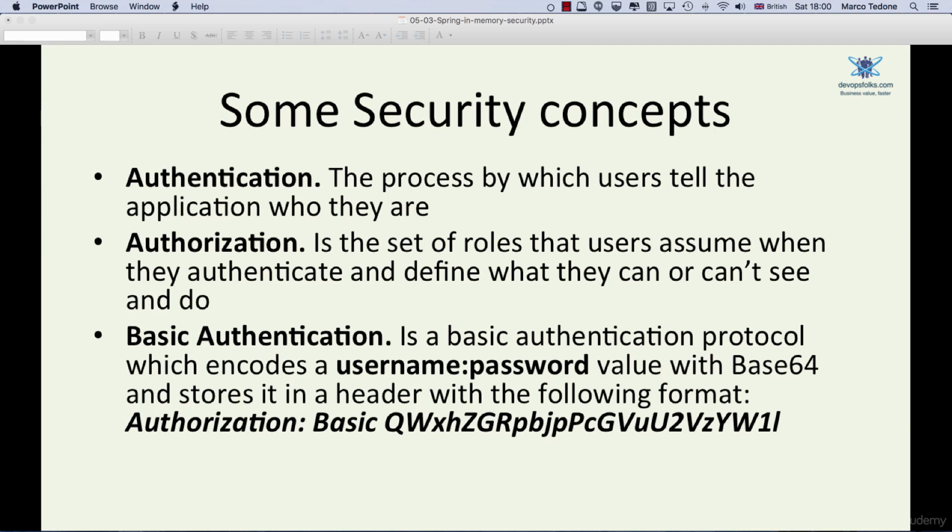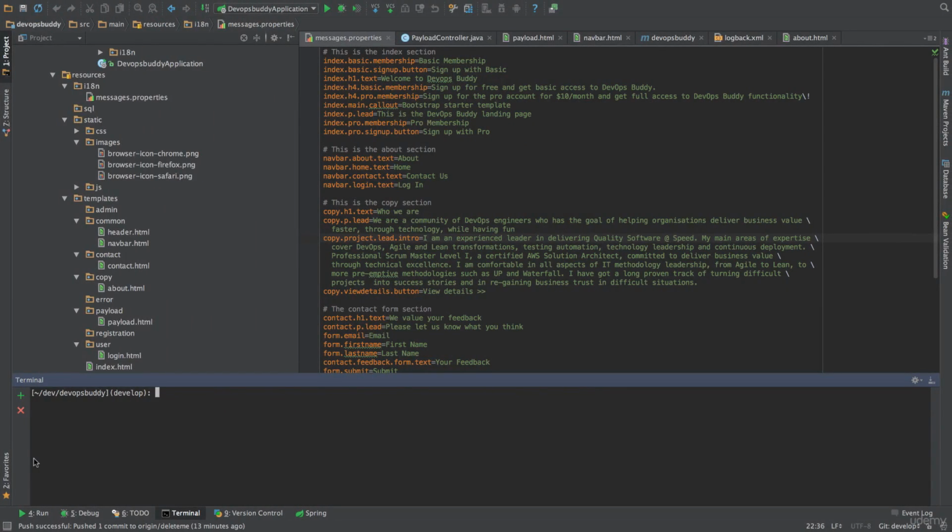Armed with the knowledge around some basic security concepts, let's see how we can set up Spring Security for the DevOps Buddy application. The first thing we need to do is to create a feature branch. As usual, let's start by making sure we are pointing at the develop branch with the git command git checkout develop. Then, we can create a new feature branch called security with the git commands git checkout -b security, git push -u origin security.